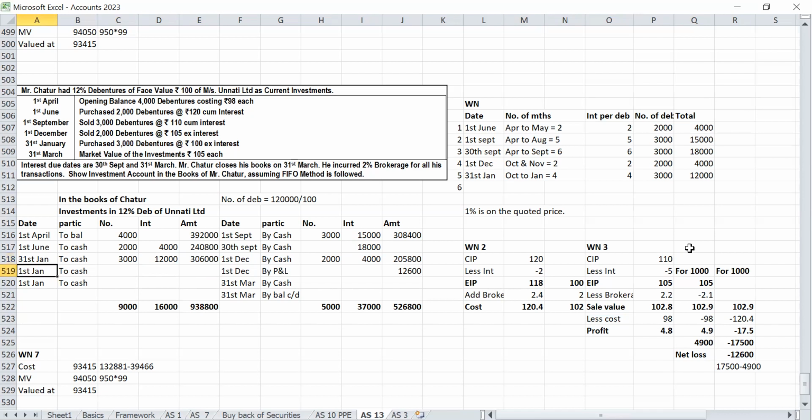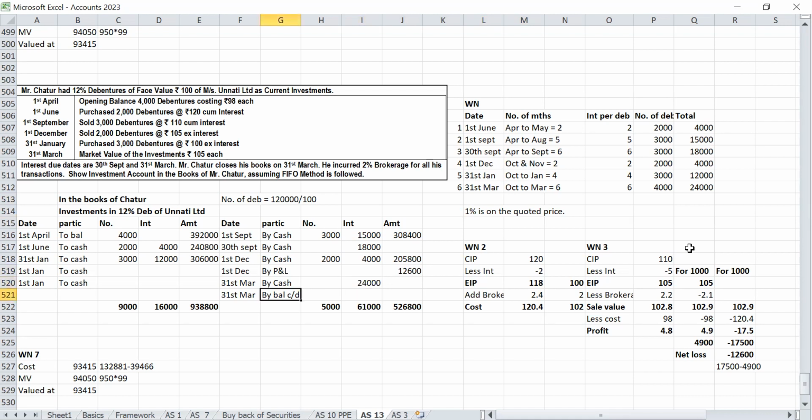31st March, interest payment by cash account. Interest working note: October to 31st March, 6 months, 6 rupees into 4,000 debentures, sir. So 24,000 cash.